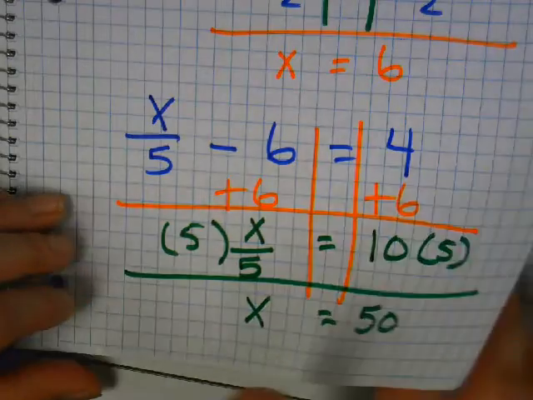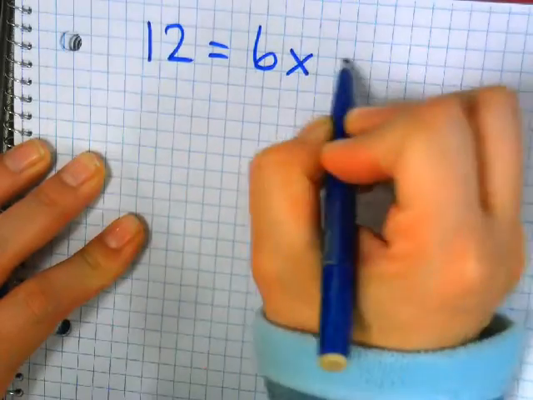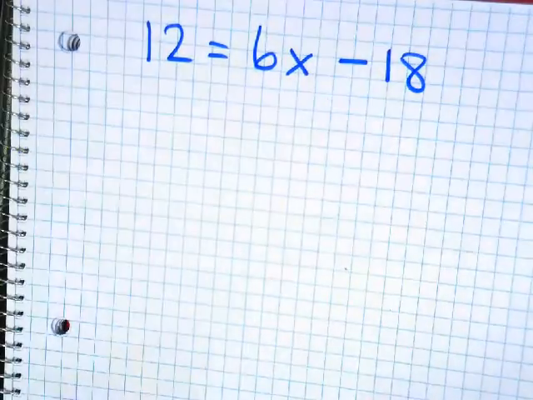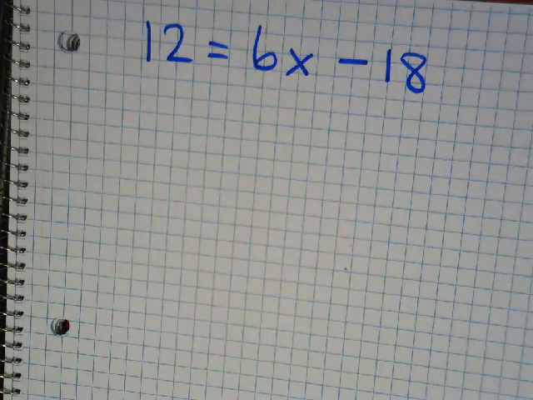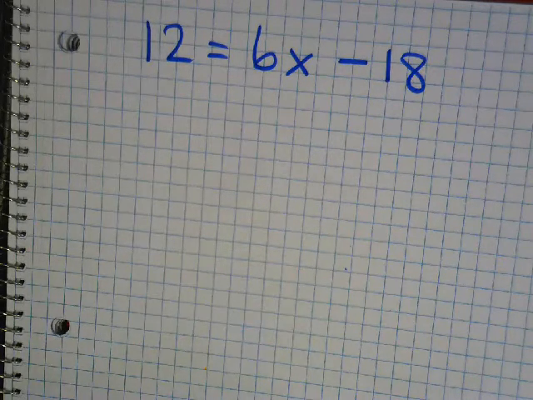Uno más. 12 equals 6x minus 18. Now this is hard. Oh my goodness. What makes this super duper hard? The equal sign's on the other side. The x is on the other side.